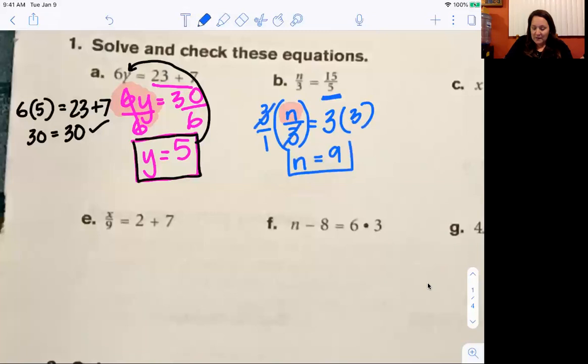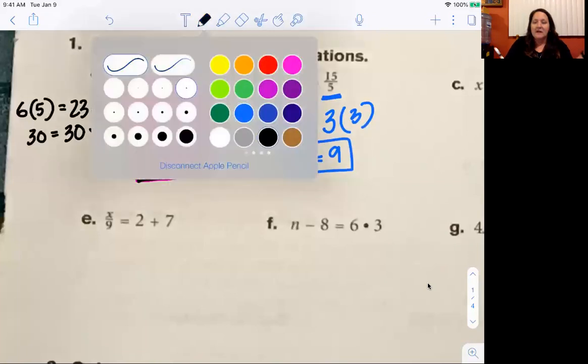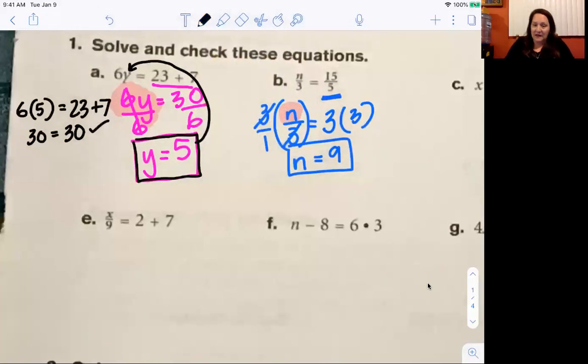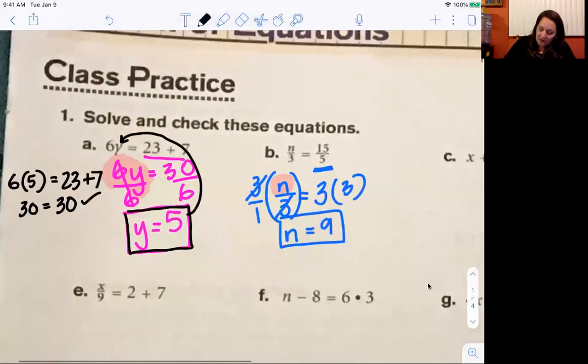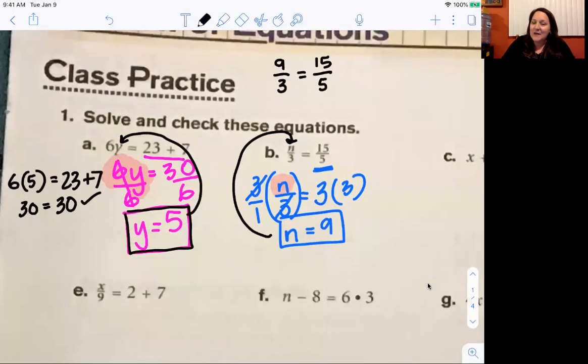Now we're going to plug it in to see if we get the right answer. I have some room up here at the top, and I'm going to work it there. So I'm going to plug 9 in for n. 9 over 3 equals 15 over 5. 9 divided by 3 is 3, and 15 divided by 5 is 3. It works out. We are good to go. n equals 9. Let's keep moving.